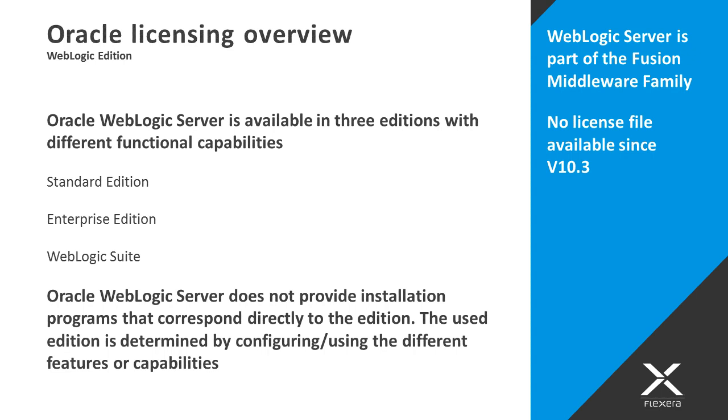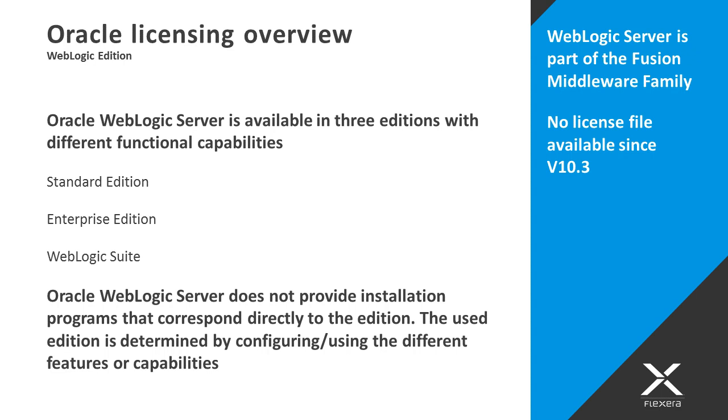It's available in 3 editions with different functional capabilities: a standard edition, an enterprise edition, and a WebLogic suite. And Oracle, unfortunately, doesn't provide an installer that tracks the type of edition you are using. The used edition is determined only by configuring and using different features or capabilities. There's no chance to get a fast answer about which edition I use.